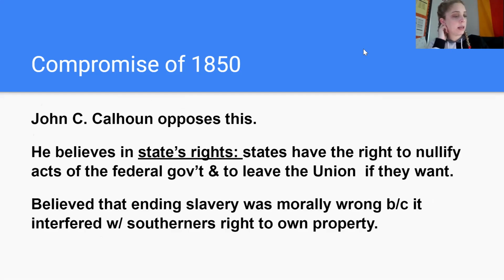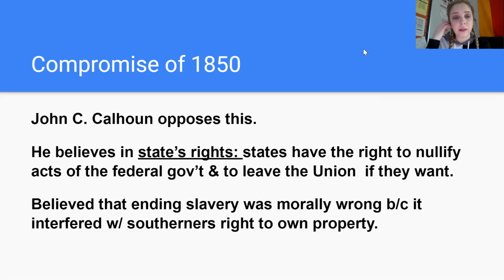Okay, so John C. Calhoun was a statesman of South Carolina. He was very pro-slavery and he opposed the Compromise of 1850. He said that we shouldn't be deciding as a federal government whether states are free or slave, that states have rights to get rid of acts of the federal government and they're allowed to leave the union if they want. Like they can make their own decisions. And so ultimately when we get there, John C. Calhoun will be the one to promote what's called secession, or formally withdrawing from the Union or the United States.